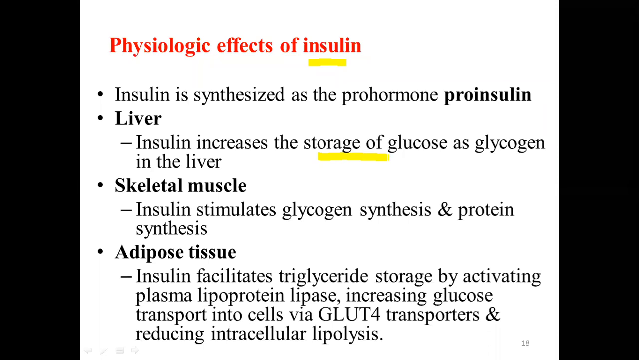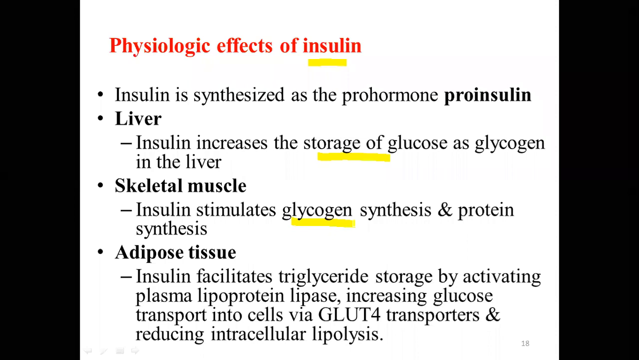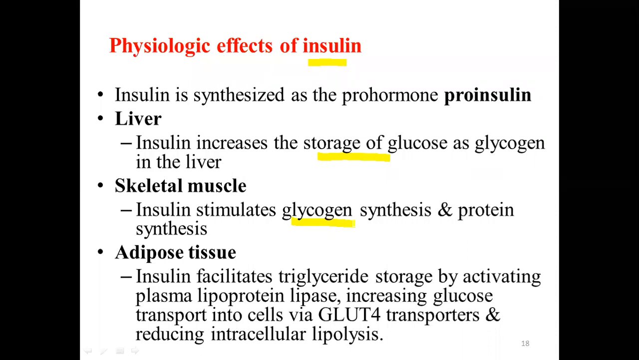However, when the glucose level is in excess, it will be stored in the form of glycogen in the liver. In skeletal muscle, insulin stimulates glycogen synthesis and protein synthesis. So still, insulin promotes excess glucose storage in the skeletal muscle. And in adipose tissue, it promotes synthesis and prevents degradation of lipids. Insulin facilitates triglyceride storage by activating lipoprotein lipase and so on.